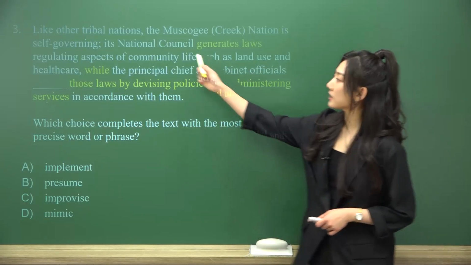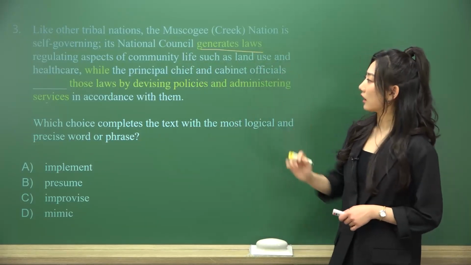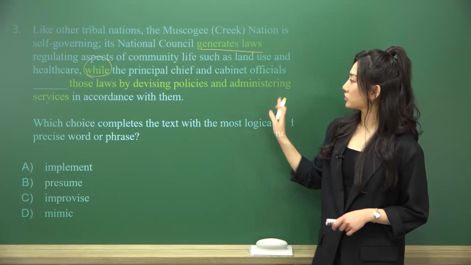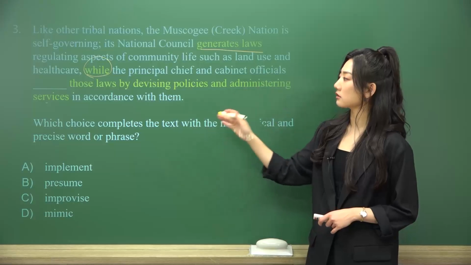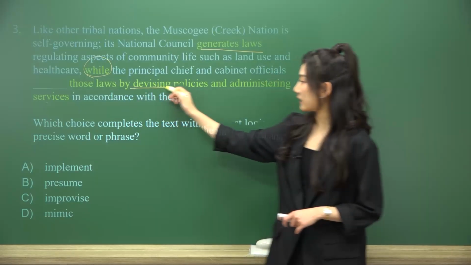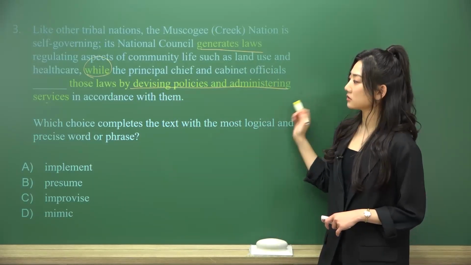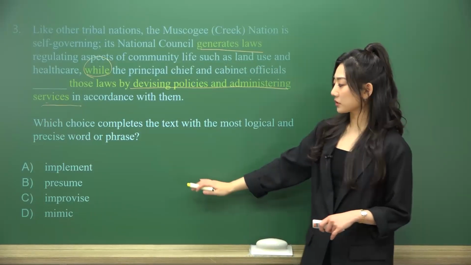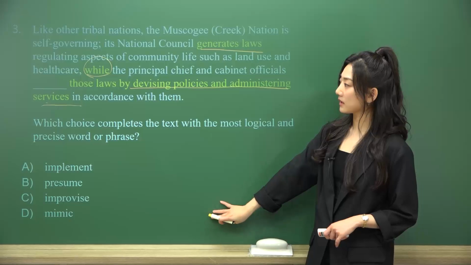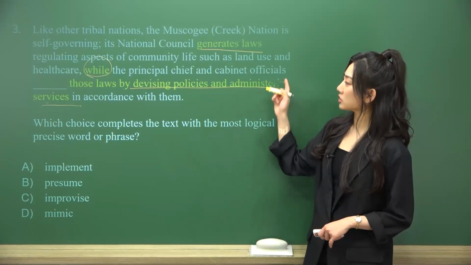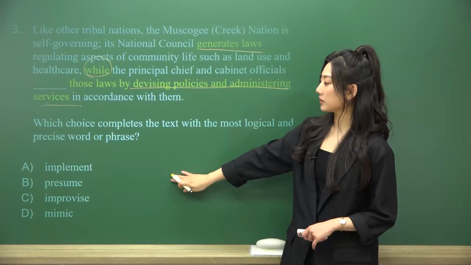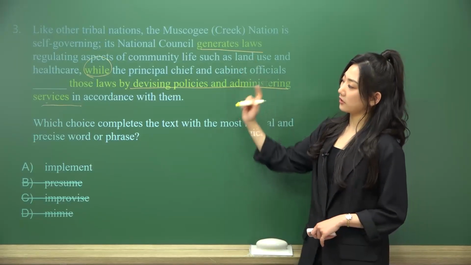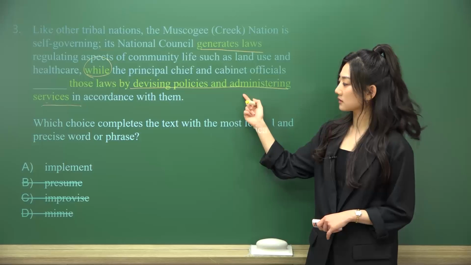So the National Council generates laws while the principal chief and cabinet officials blank those laws. What did they do? They devised policies and administered services in accordance with them. So implement, presume, improvise versus mimic. It's going to be while the chief and cabinet officials implemented those laws. That will be our answer. Someone generates it, the others are going to implement those laws that were generated.